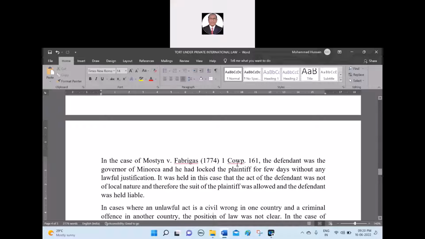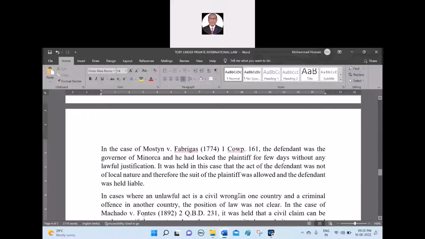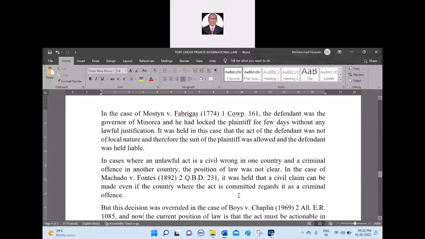So the defendant's act was not of a local nature. The plaintiff was allowed and the defendant was held liable. Yes, he was held liable because local law is silent, but another country's law will be good. Then that country's law could be used as a statute and the decision will be given. So that is another thing where we can make it out. In a case where an unlawful act is a civil wrong in one country and a criminal offense in another country, the position of law was not clear in the case of Machado versus Fontes.